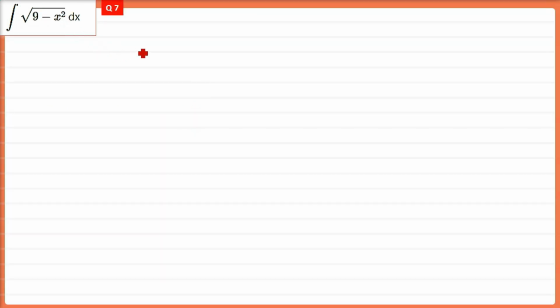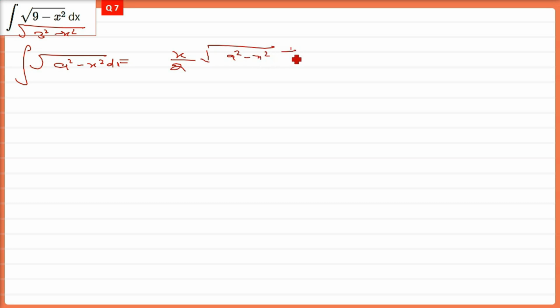One more important thing is the formula. Under root 9 minus x square. Now this is a straightforward formula only. We have to apply the formula of a square minus x square, because 9 can be written as 3 square and x square is already x square. So integration of under root a square minus x square dx will be equal to x by 2 under root of a square minus x square, plus a square by 2 sine inverse x by a. We have no assumption, no substitution, directly x as x and a as 3 as given in the question.